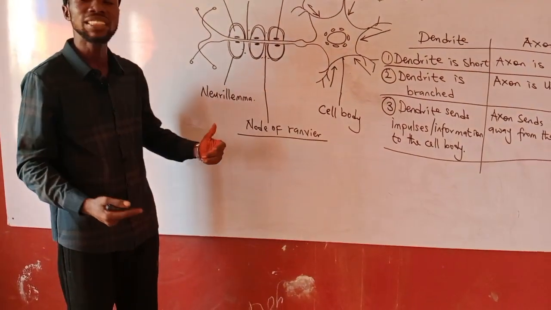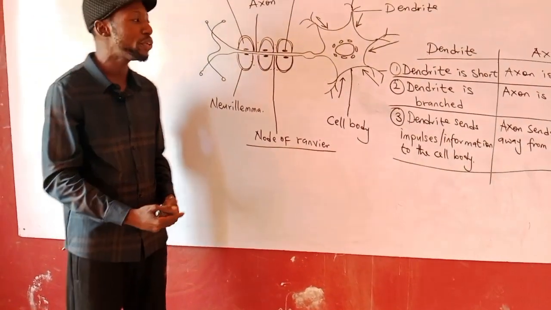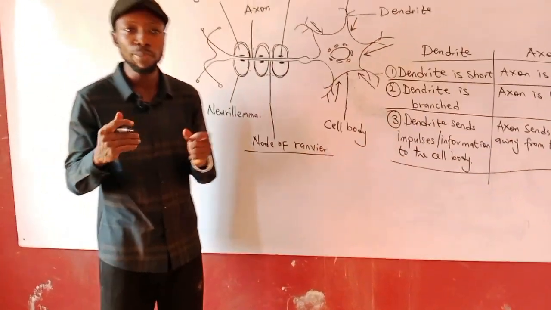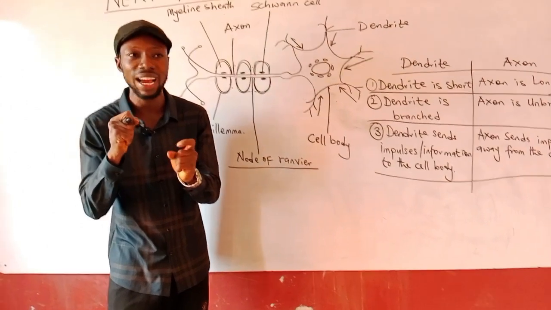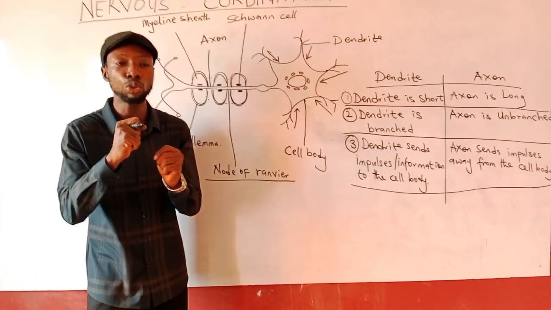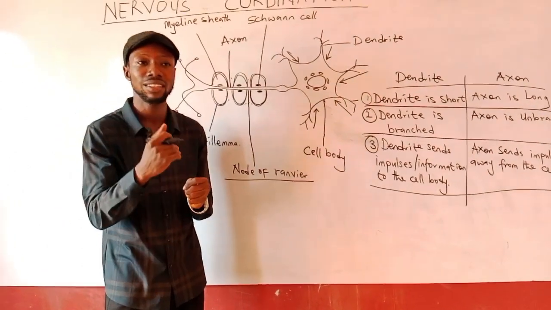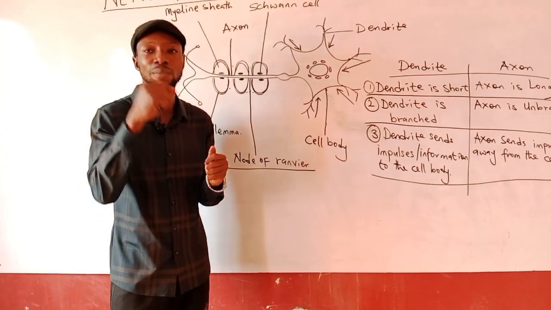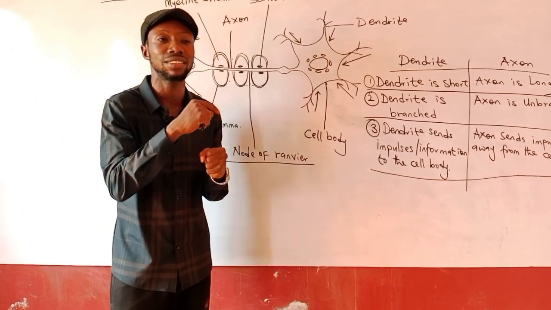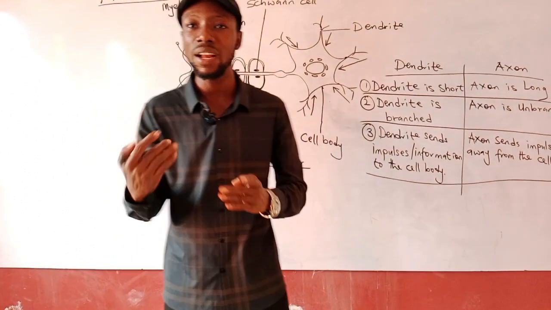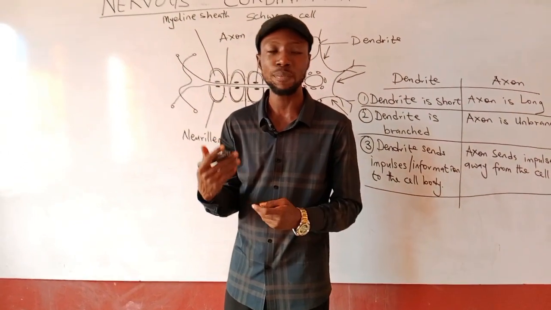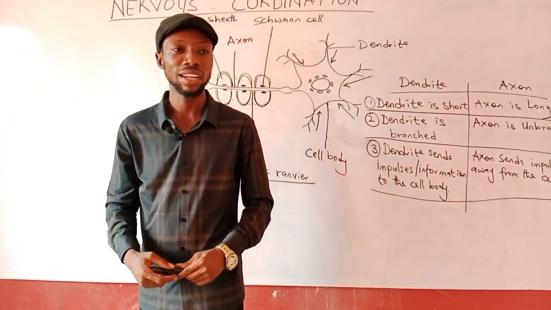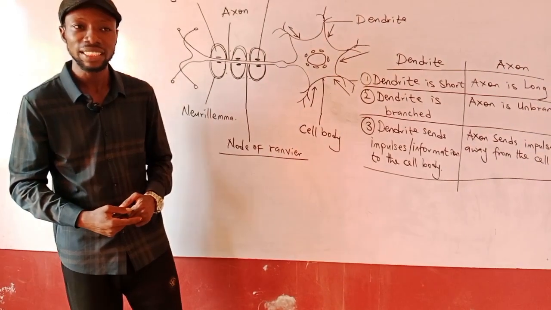Now, what is the function of the myelin sheath on the neuron? The myelin sheath is responsible for making the transmission of impulses across the neuron very, very fast. Okay? We have two types of neuron based on the presence of the myelin sheath. Neuron with myelin sheath is known as myelinated neuron. Neuron without myelin sheath is known as unmyelinated neuron.